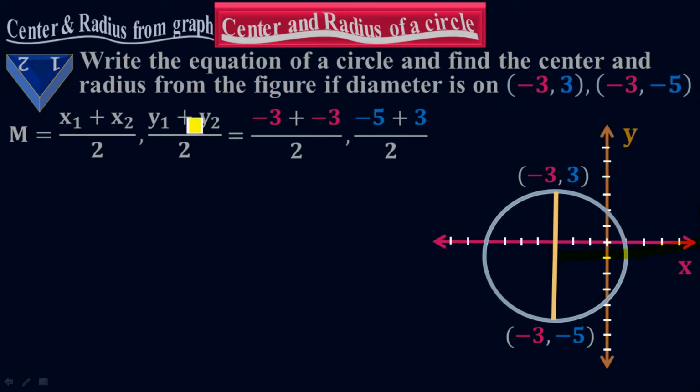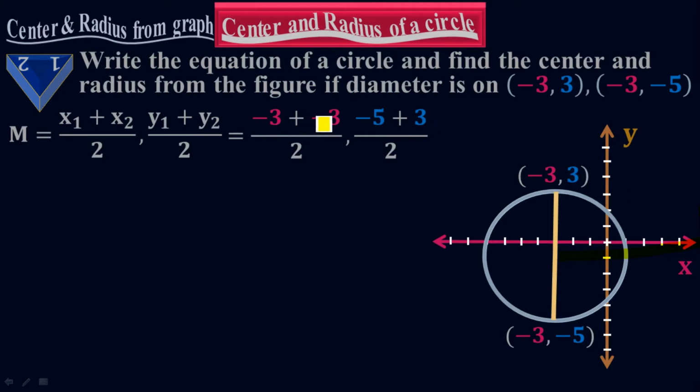x sub 1 is -3, x sub 2 is -3, y sub 1 is -5, and y sub 2 is +3. Plug in these values.